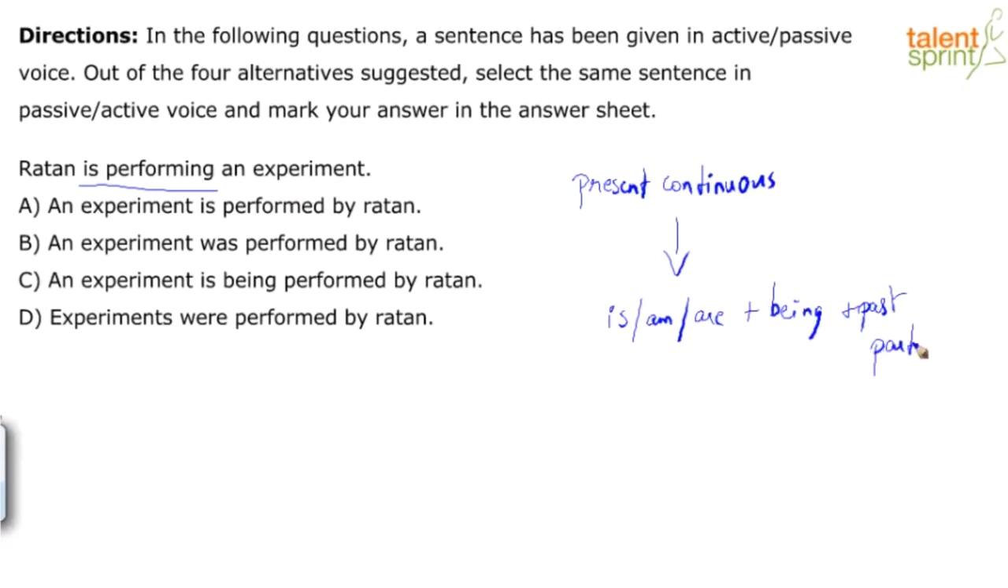So which of the options gives you that? "An experiment is performed." It's still in present tense. Incorrect. "An experiment was performed." I don't need past. "An experiment is being performed by Ratan." Option C, correct. "Experiments were performed" again, past tense, incorrect. Right? C.